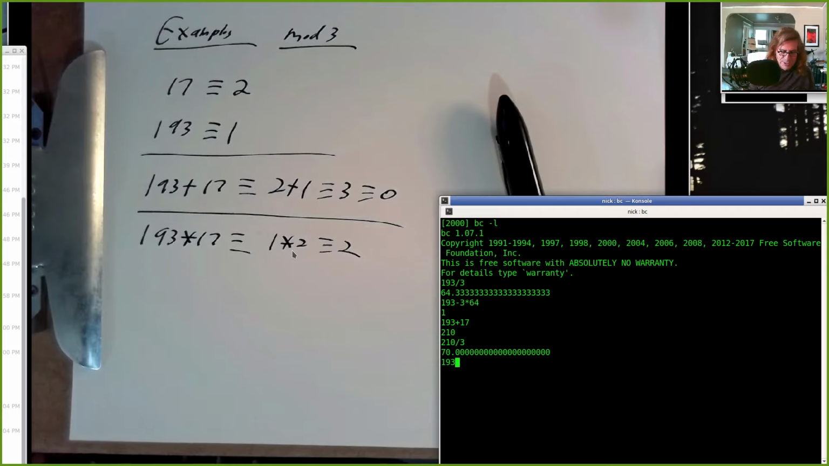So 193 times 17 is 3,281. 3,279 divided by 3 is exactly 1,093. So this number, 3,281, is 2 more than a multiple of 3. But I didn't have to use a calculator to know that, because I know this congruence is the same as 1 times 2.